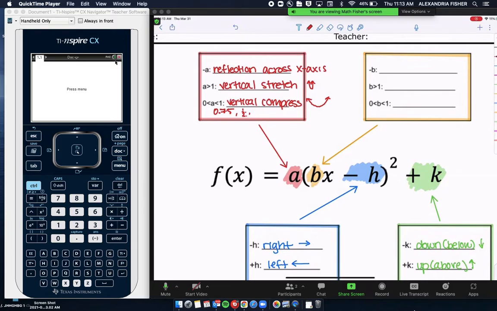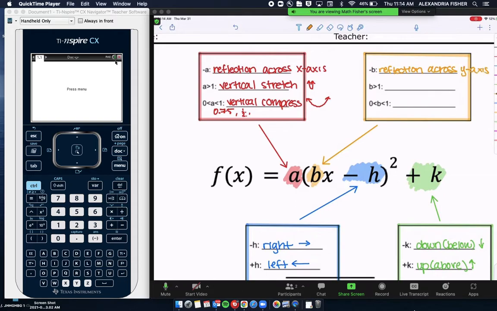And then b is inside the parentheses, but in front of the x. So when it's a negative b, it's a reflection across the y-axis, okay?